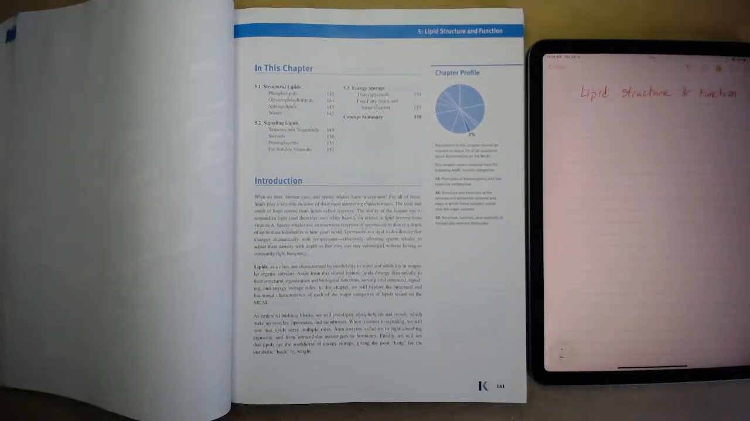What do beer, human eyes, and sperm whales have in common? For all of these, lipids play a key role in some of the most interesting characteristics. The taste and smell of hops comes from lipids called terpenes. The ability of the human eye to respond to light and therefore see relies heavily on retinol, a lipid derived from vitamin A.